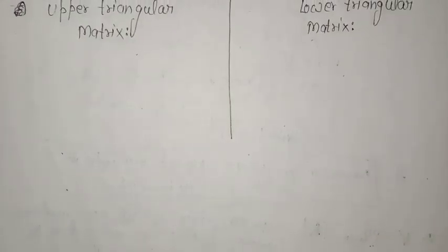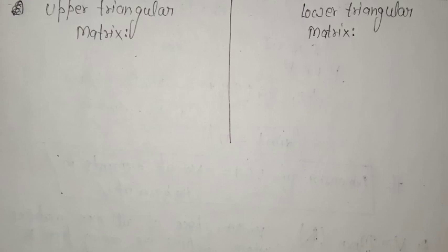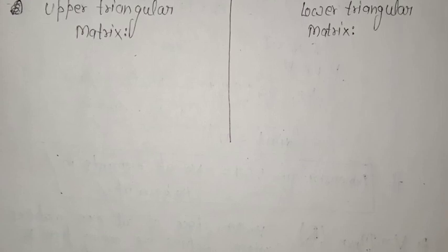In my last video, I discussed the definition of matrix and some types of matrices. Today I will discuss the definition of upper triangular and lower triangular matrix, and other matrices like symmetric, skew symmetric, Hermitian, skew Hermitian. So let's start with the definition of upper triangular matrix.